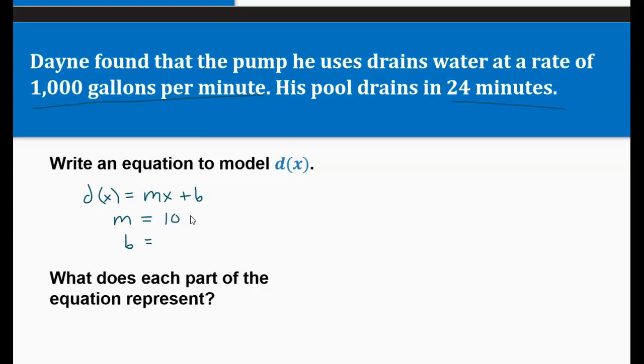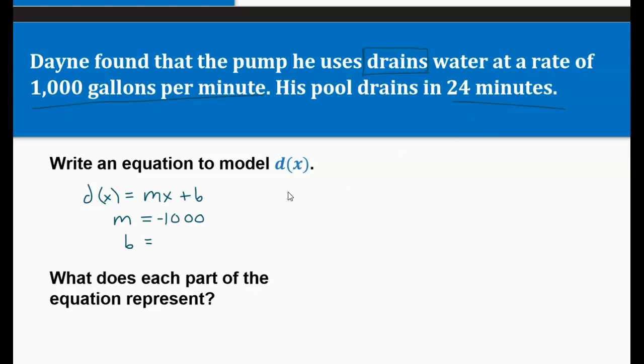That is our slope. 1,000 is our rate. And then notice that we are draining the water. We're not adding water, so our slope is going to be negative. We're removing 1,000 gallons per minute, so our slope is negative. But they didn't give us our y-intercept. We need to figure that out on our own. So we need to figure out how many gallons there are in the pool. Is there a way we can use this rate and this number of minutes to find the total gallons in the pool?